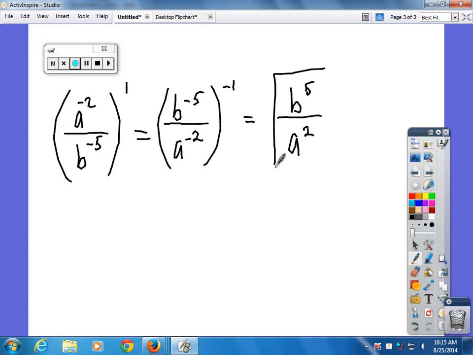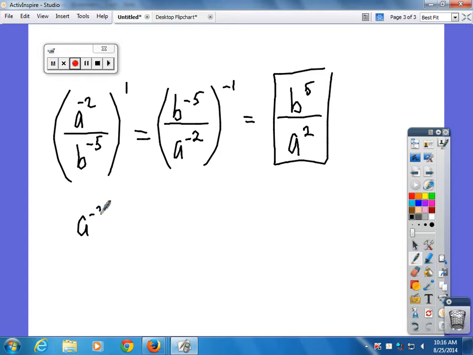When you actually flip it, you do not change it. When it's in parentheses, you don't change it. That's the difference between the inverse rule and the inverse power rule. The inverse power rule usually has an exponent on the outside that's not equal to 1.